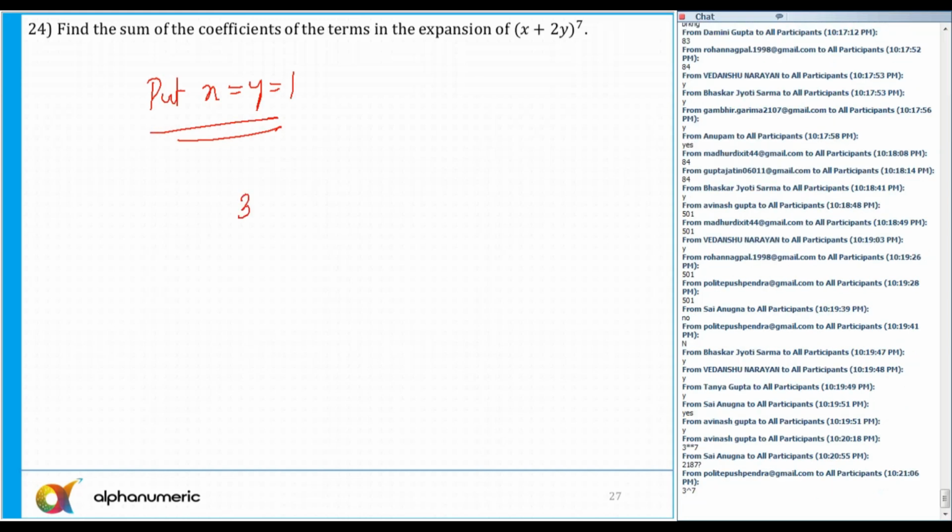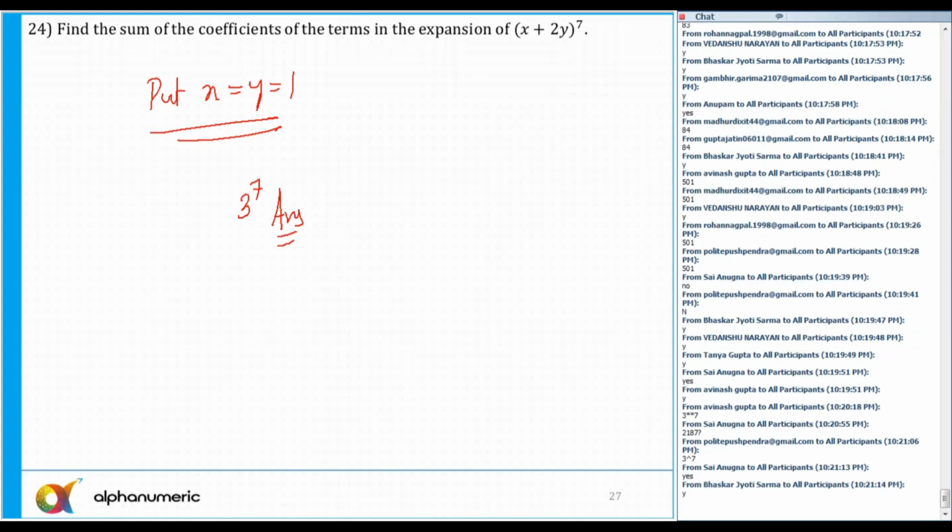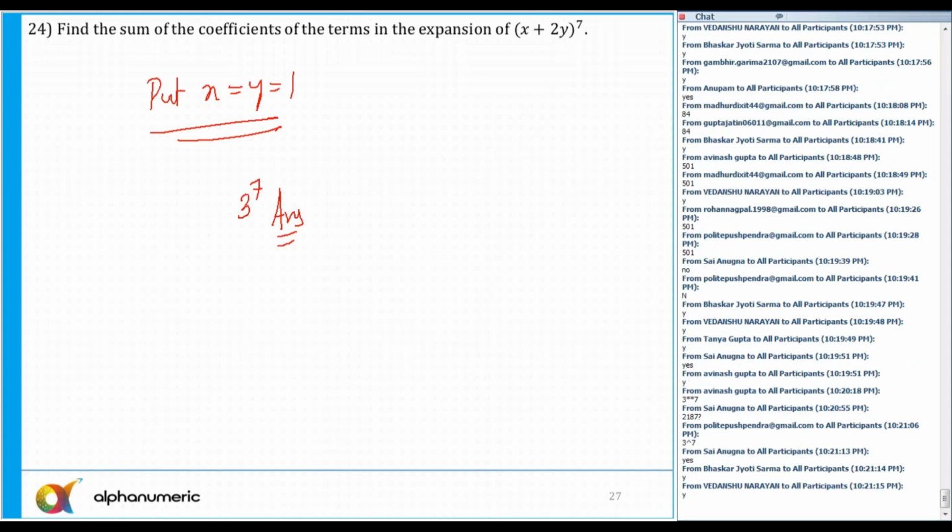What is the answer? Yes. Now we have discussed that to find the sum of coefficients, put all the variables equal to 1, isn't it? So put simply x equal to y equal to 1, whenever I need to find the sum of coefficients. So the answer is 3 raised to 7. That is the answer. Any doubt? Can I move to the next question? Okay.